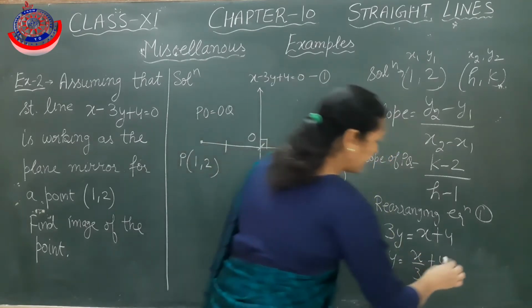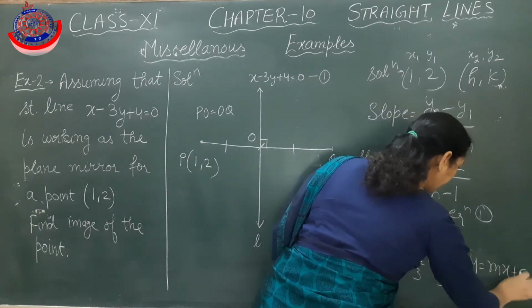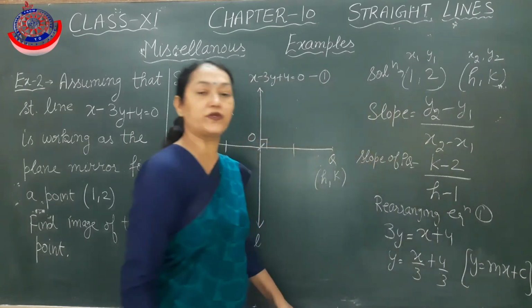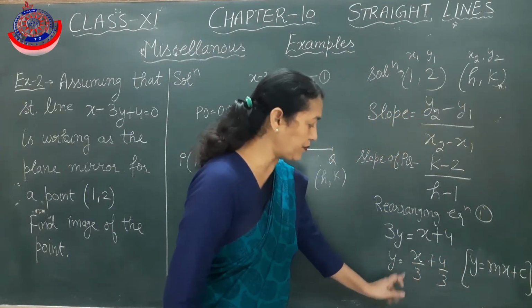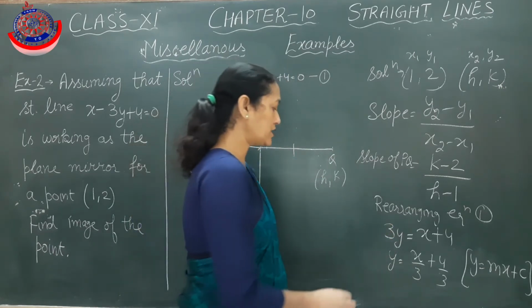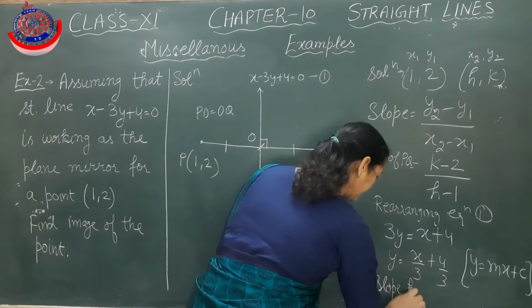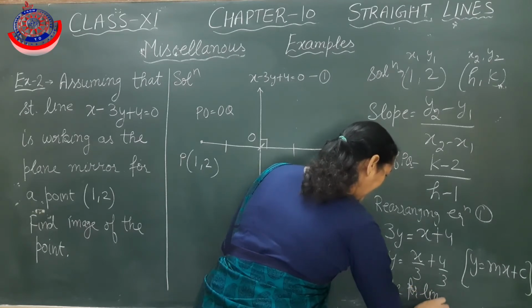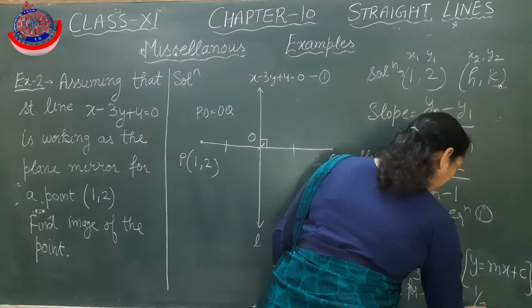So if we compare it with y equals mx plus c, the slope form of the straight line, what is the value of m coming? m is coming out to be 1 upon 3. So the slope for the straight line L is coming out to be 1 upon 3.